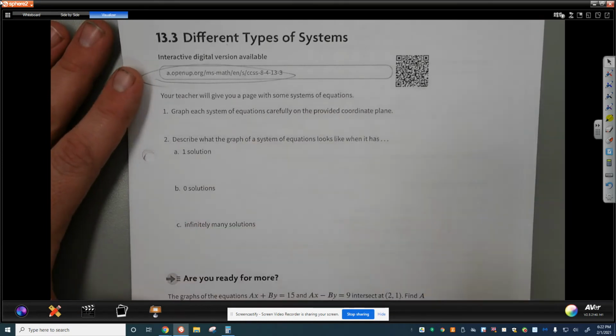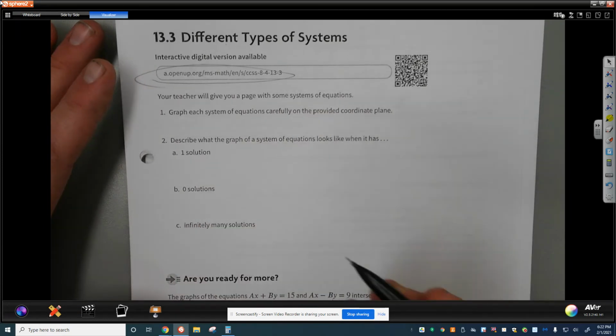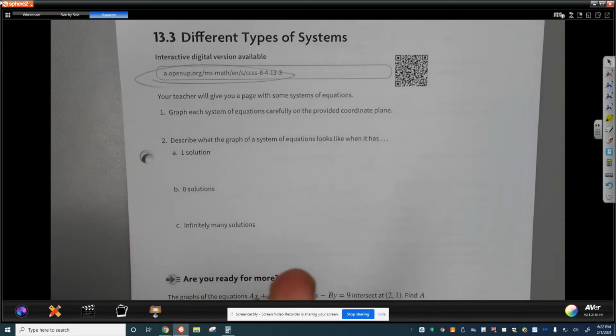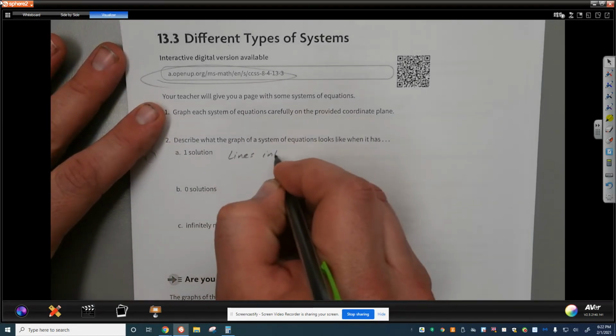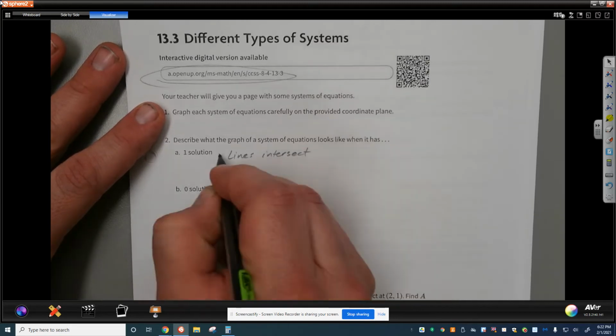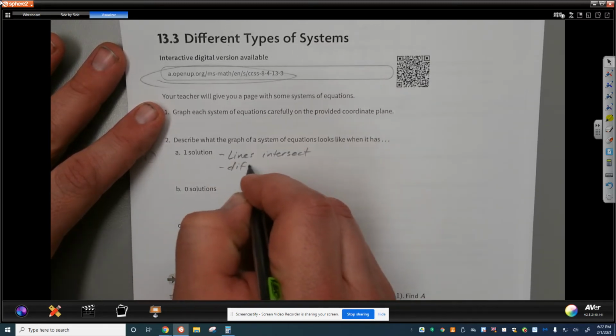Describe what the graph of the system looks like when it has one solution. So one solution, the lines intersect. And the reason they intersect is because they have different slopes.